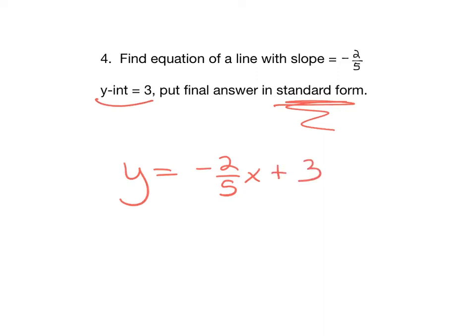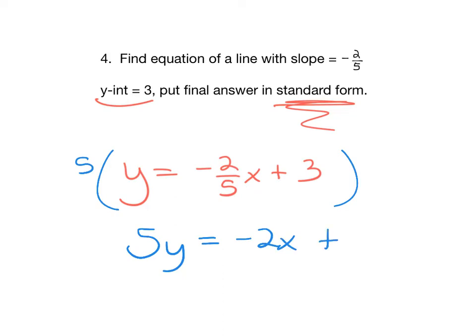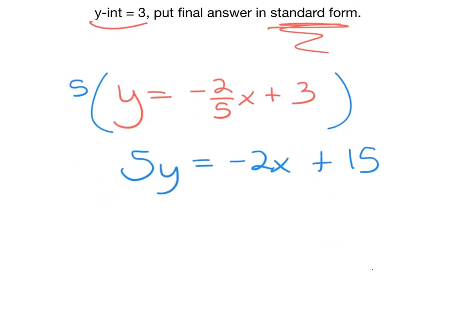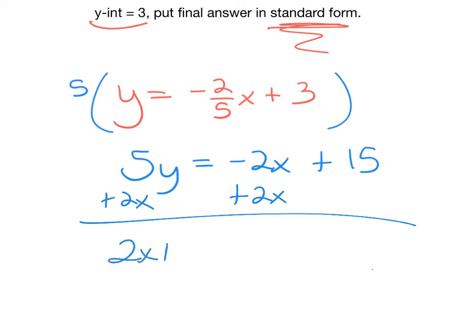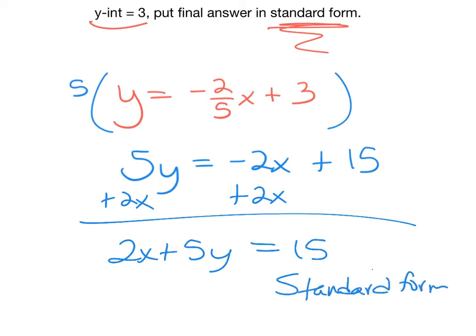And now to get it in standard form, I'm going to multiply my entire equation by 5 to clear that fraction. So it becomes 5y equals negative 2x plus 15. And remember, standard form is ax plus by equals c. Add the 2x. 2x plus 5y equals 15. And that is now standard form. Remember the red here, this was slope-intercept.